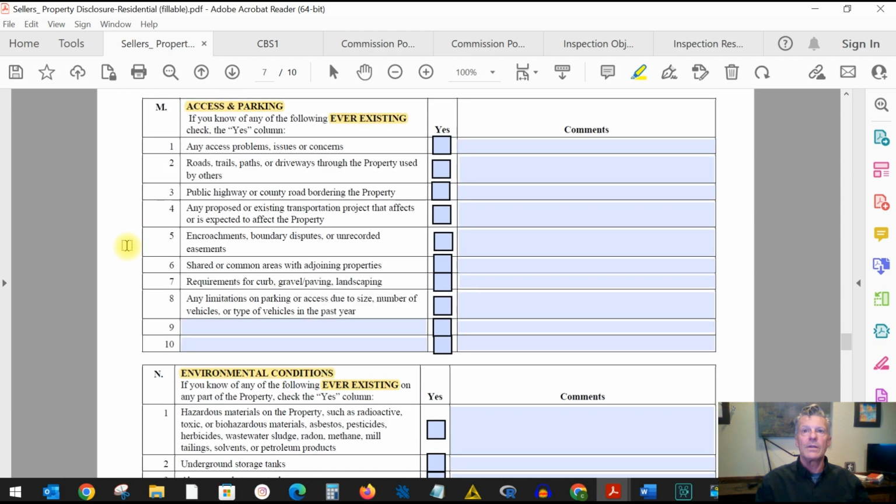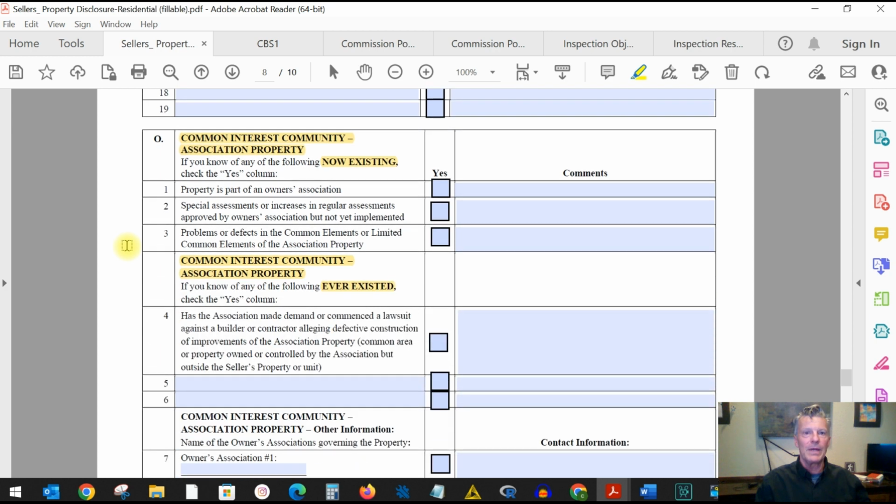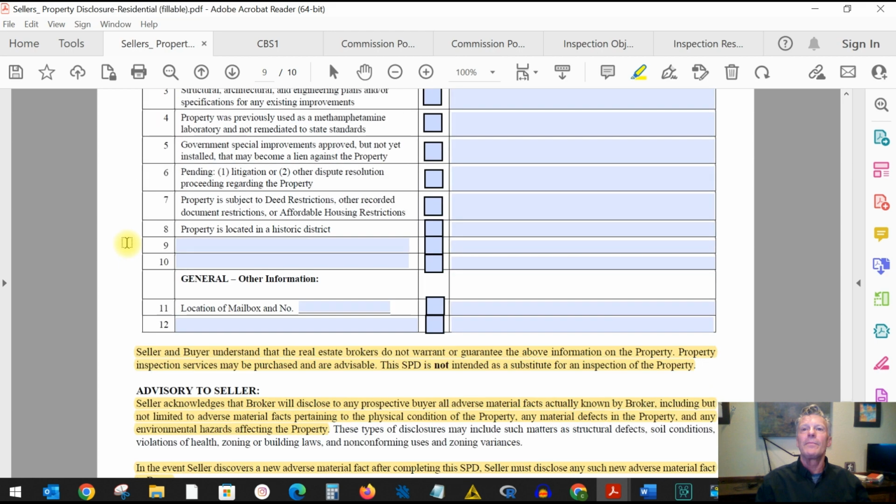I know it's exciting to watch this thing scroll down, but it's a big form and you got to go through it. Aren't you glad you're figuring this out ahead of time? You don't want to have to try to figure out what an adverse material fact is on the night you're making an offer. Jeez, you don't need that.